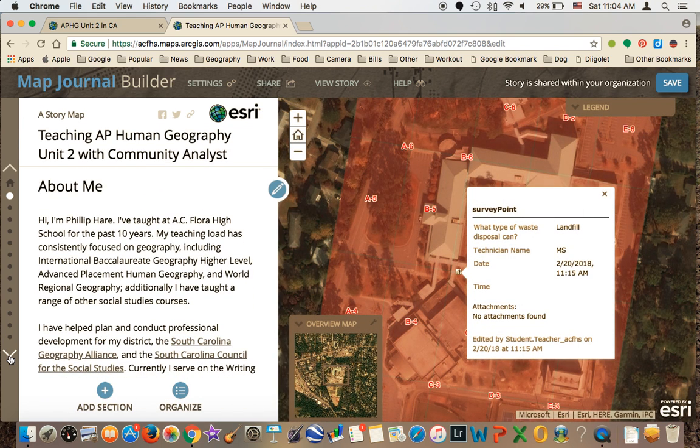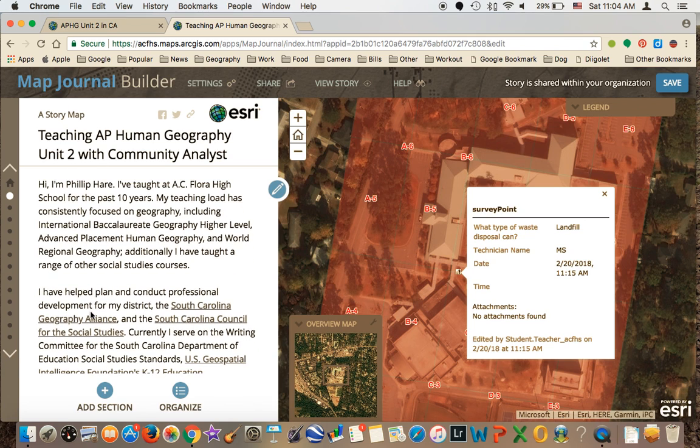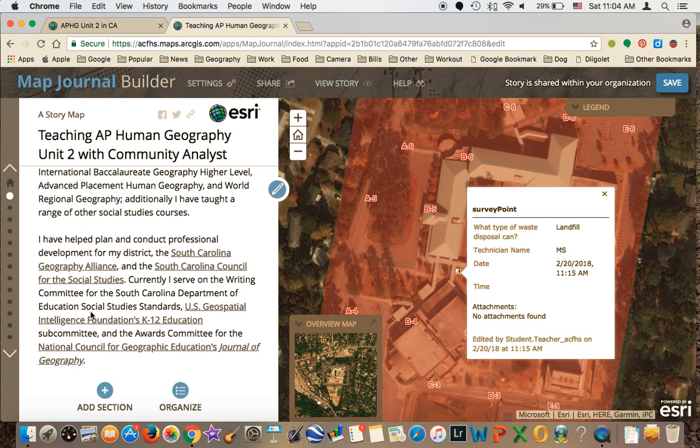My name is Philip Hare. I've taught at AC Flora High School for the past 10 years. My teaching load currently includes IB Geography and AP Human Geography. I've helped plan and conduct professional development for my district and several state-level organizations. Currently, I serve on several committees, including the U.S. Geospatial Intelligence Foundation's K-12 Education Subcommittee, where we're trying to develop education resources for teachers.